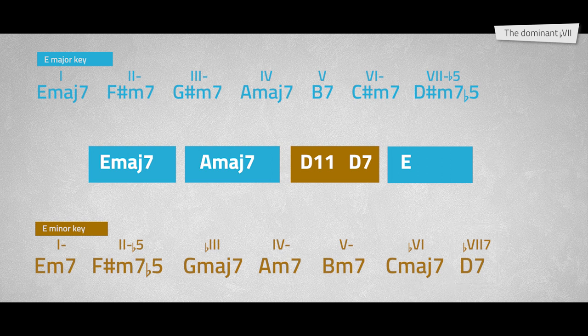The 7th degree is a good substitution for the 5th degree. It represents the dominant harmonic function and it draws the music back to the tonic, even if this 7th degree is borrowed from another key. It still works as a dominant more or less.